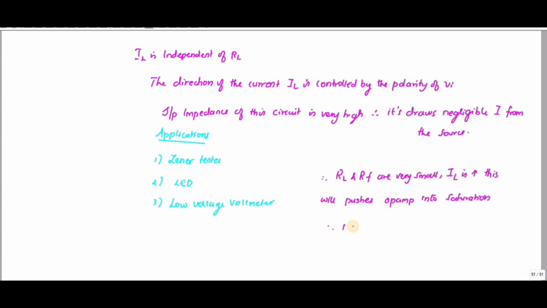Next, if RL and RF are very high, then the output voltage exceeds the power supply voltage. Next, the product of the two resistances and IL makes the output voltage.